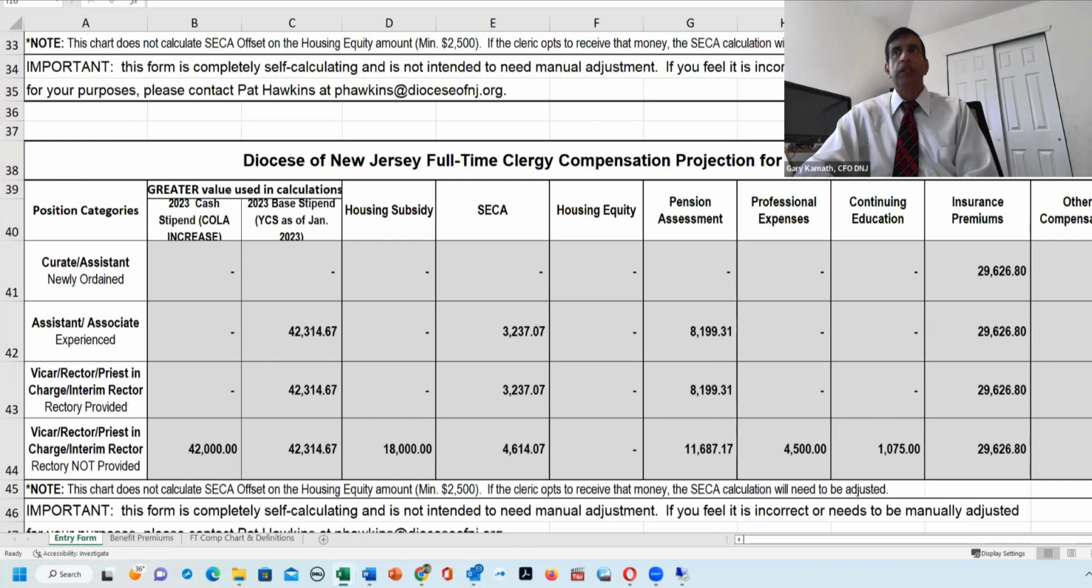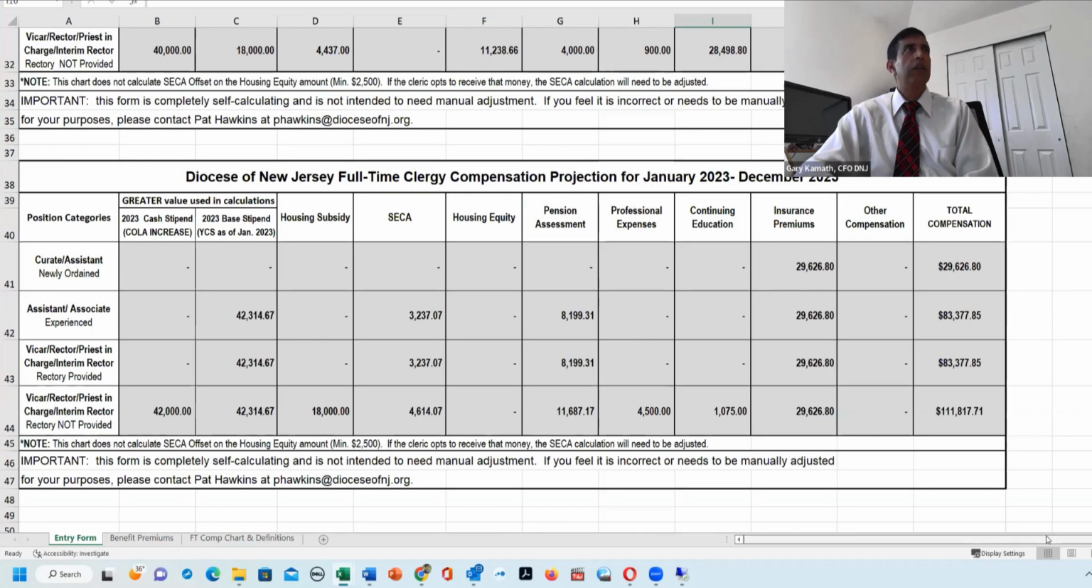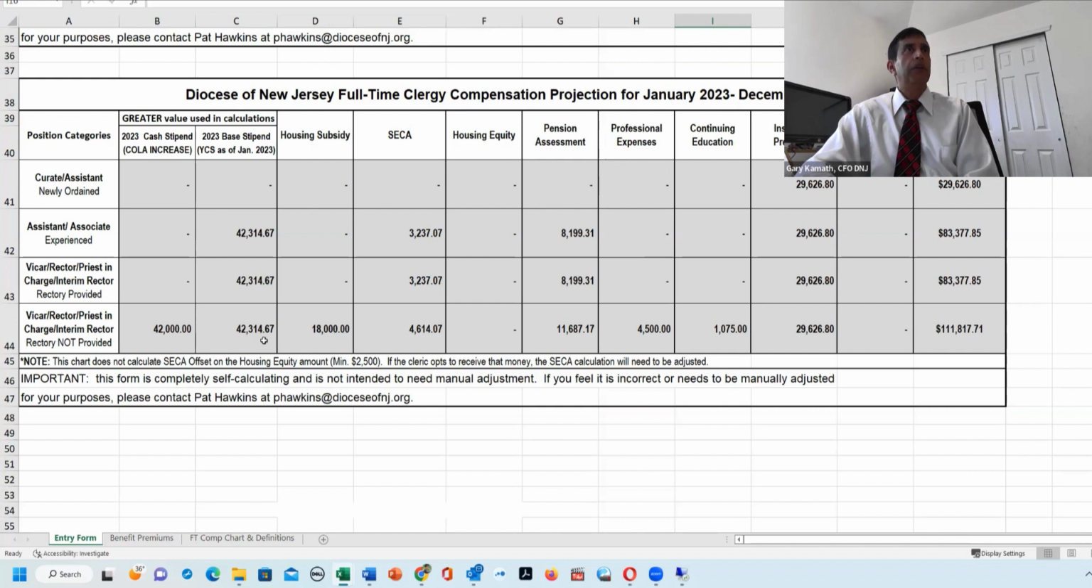If you look at 2023, okay, 2023, see 42,000 and 42,314. So it will take the higher of the two, and plus the housing subsidy of 18,000, the SECA of 4,000, almost 5,000, pension, professional expense, continuing education, insurance premium that you see with the total of almost 112,000 in total compensation. So basically, these are the two scenarios you wanted to go through.